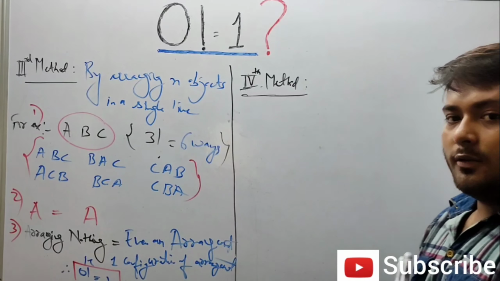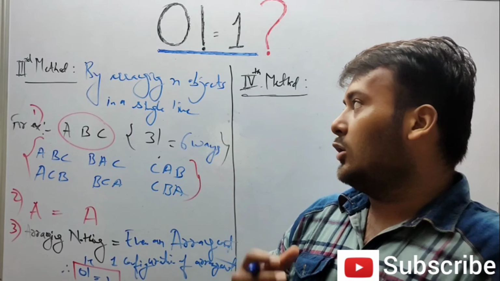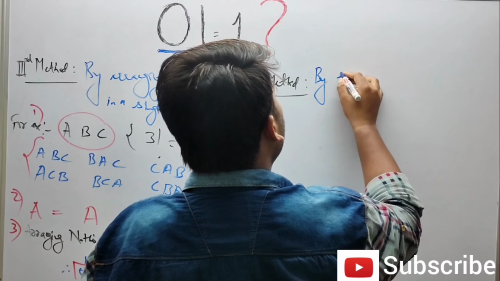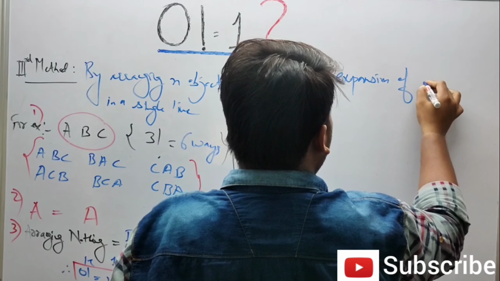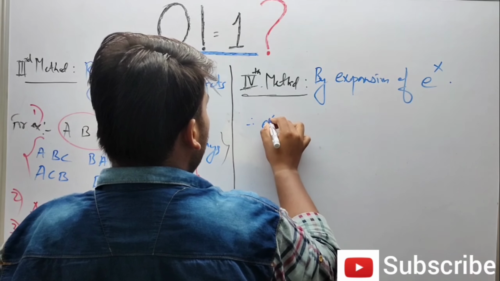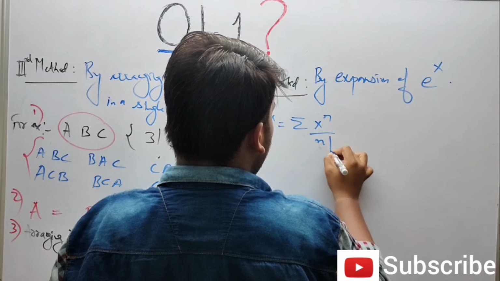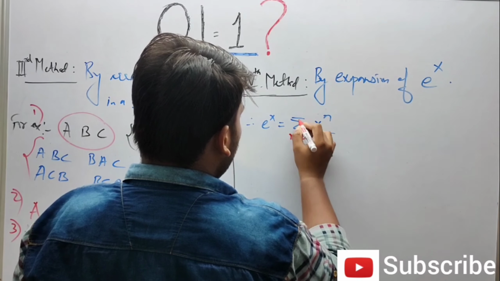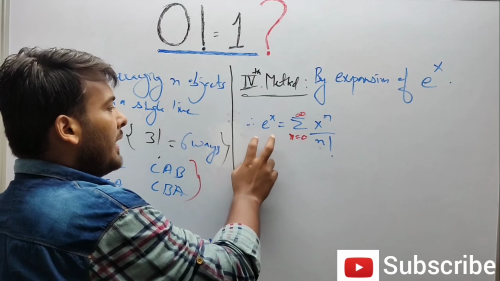And last but not the least, the fourth method, by the exponential expansion. We will try to show 0 factorial equal to 1 by the expansion of e to the power x. Therefore, e to the power x is equal to the summation of x to the power n upon n factorial, with n equal to 0 till infinity. Alright, this is the expansion of e to the power x.